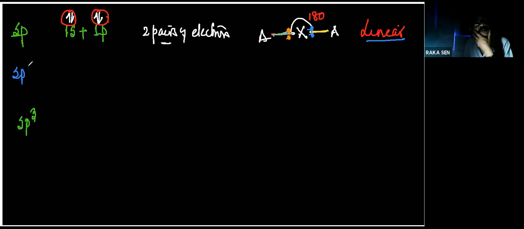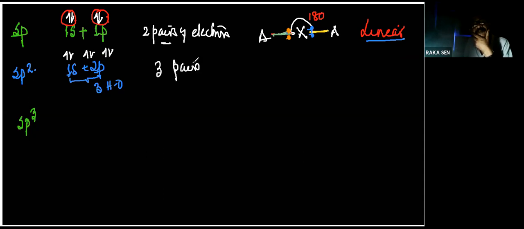So sp2. sp2 means how many orbitals? 1s plus 2p. That means how many hybrid orbitals am I going to take? I've mixed 2 atomic orbitals. Therefore, the total number of hybrid orbitals is 3. How many maximum electrons can there be? How many pairs will be there? 6. There are 2 p's. Each p can have 2. So here I have 2, 2, 2. So I've got 3 pairs of electrons.